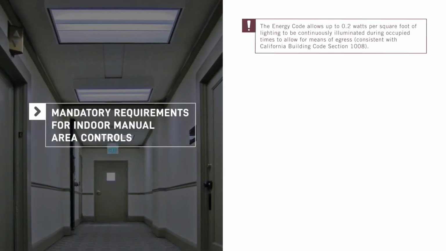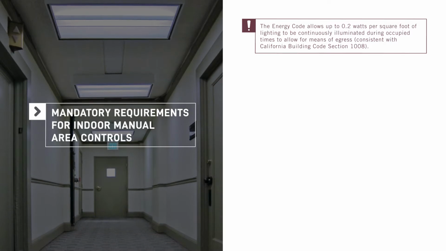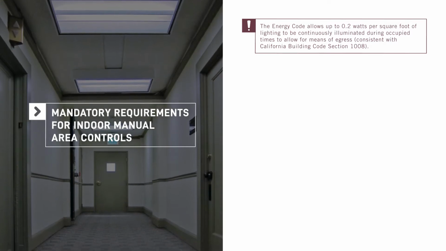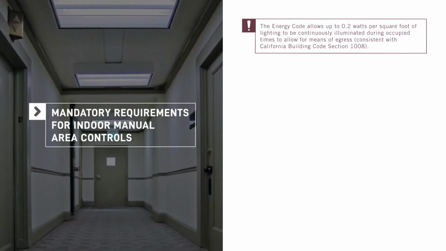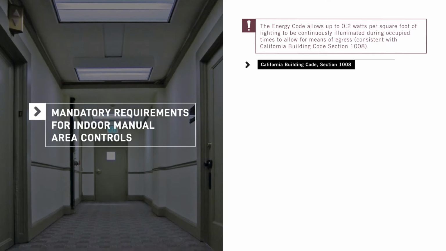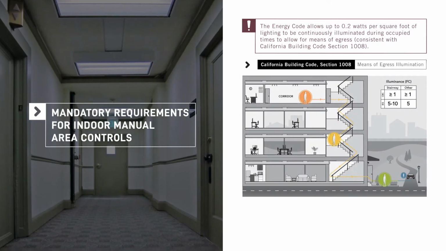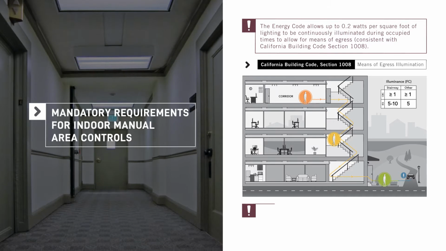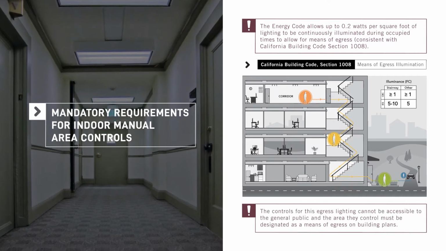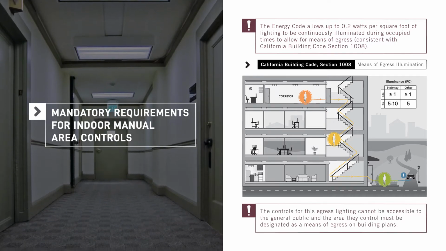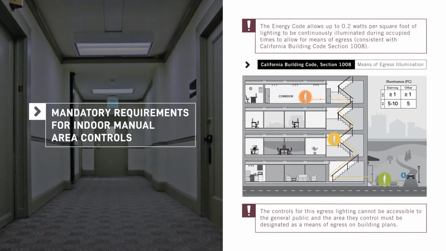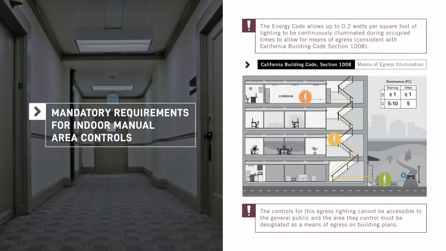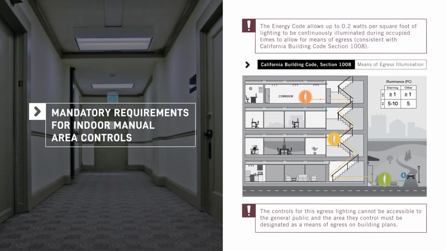It's important to remember that the Energy Code allows up to 0.2 watts per square foot of lighting to be continuously illuminated during occupied times to allow for means of egress. The controls for this egress lighting cannot be accessible to the general public, and the area they control must be designated as a means of egress on building plans.